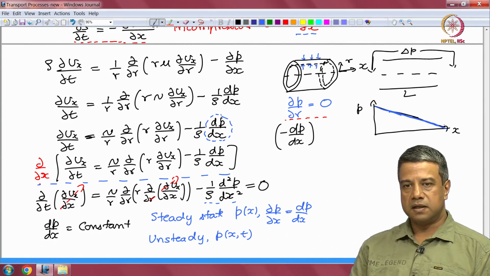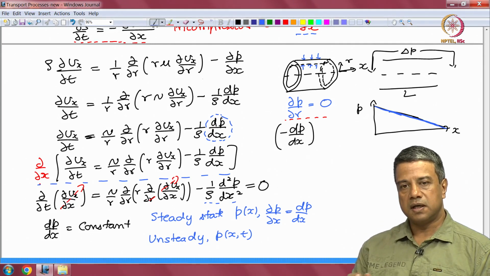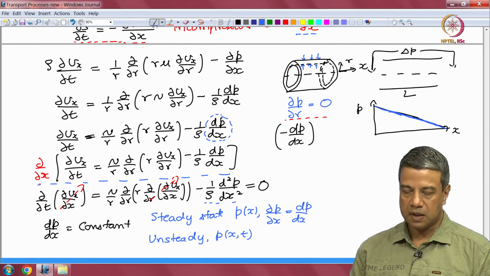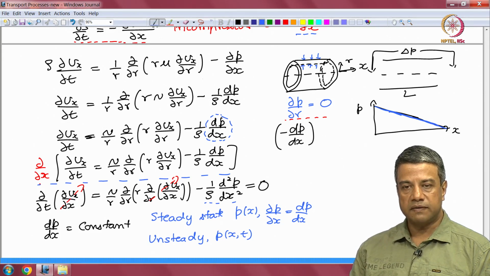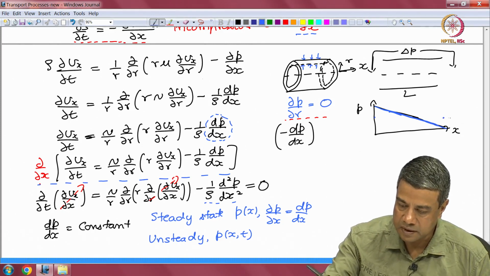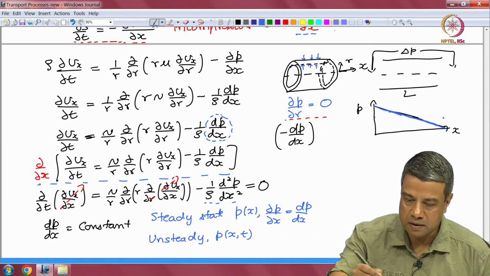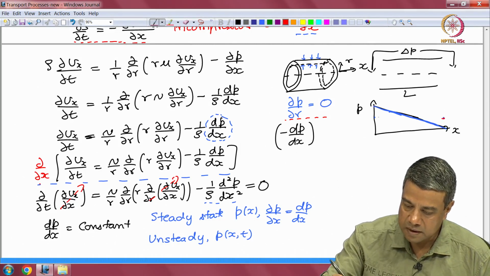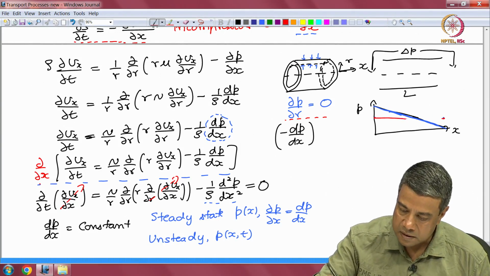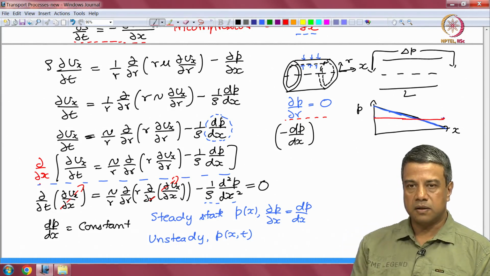At the inlet the pressure is higher, at the outlet it is lower, and it is a straight line between those two. So, pressure is a linear function of x, and the pressure gradient is a constant. This is true even if you have an unsteady flow, even if the difference in pressure between the two ends is varying as a function of time. Let us say the pressure at the two ends is at one particular value at one particular time and goes to some other value at some other time. The pressure in between is still a linear function between the inlet and the outlet pressure.